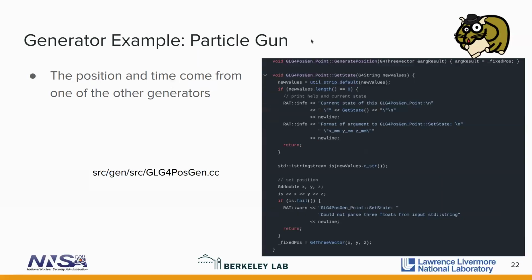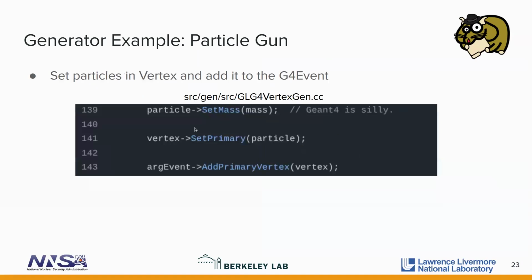And then here's the example for the position, where again, it takes in what you wrote in the macro with this set state, and we'll set the position X, Y, Z, fixed position. Whenever it generates the position, in this case it's just for the point, so it just sets the value to the fixed position that will generate at that point. And then after all that is done, it sets the mass, sets these primary particles in the vertex, and adds it to this event structure, which is then passed to gsim to simulate the event.